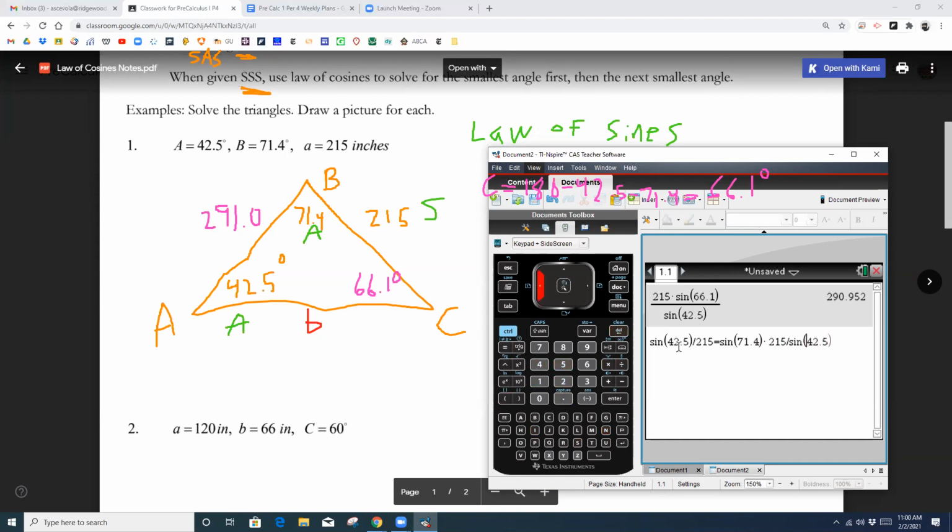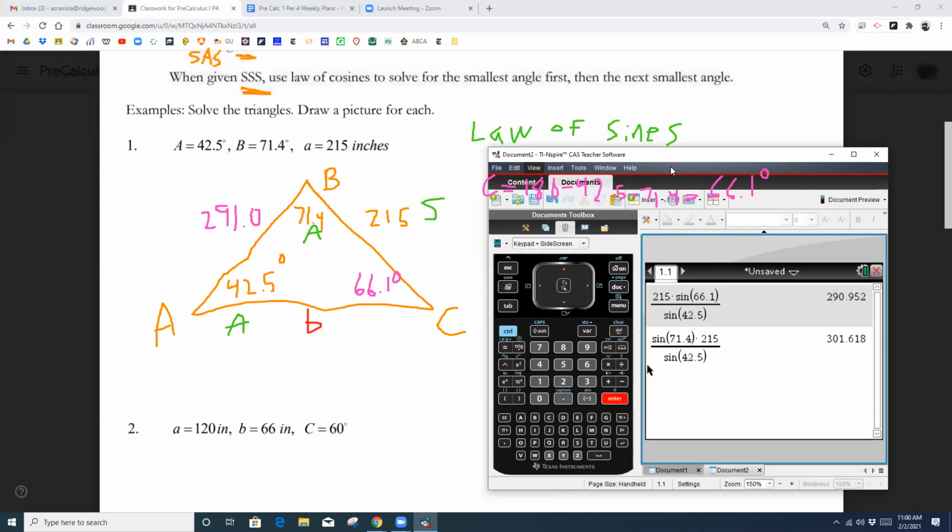All right, so I'm just doing algebra there. It'd be easier to see if I was writing that on a whiteboard, but it's tough to do with this. So we solved that equation and we got 301.6. And then we just solved the triangle and then we're done. And we didn't have to use the law of cosines because we were given angle, angle, side.